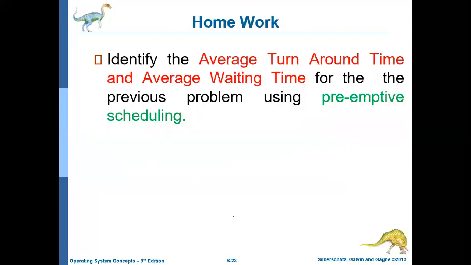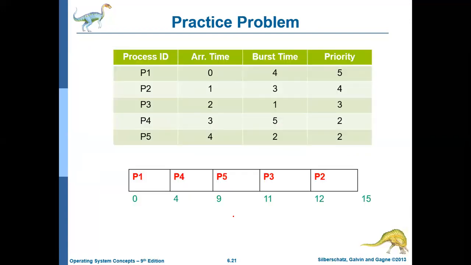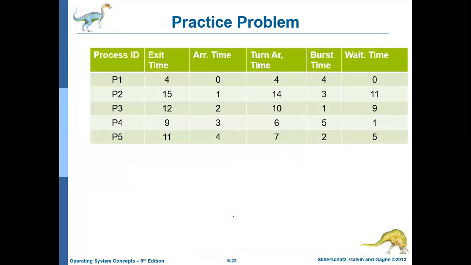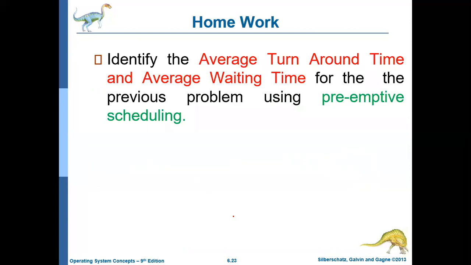Now I want you to do the same problem as a homework. Whatever problem we have just discussed, you can take it as homework, but consider it as a preemptive scheduling. Considering it as preemptive scheduling, draw the Gantt chart and identify the average turnaround time and the average waiting time. Okay, fine. Let us stop here. Thank you.